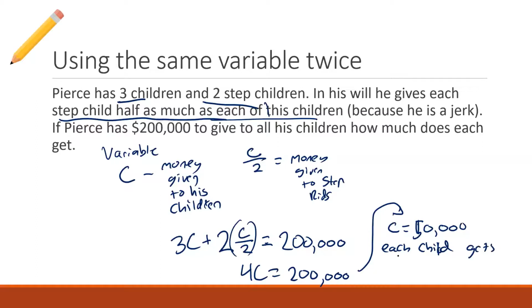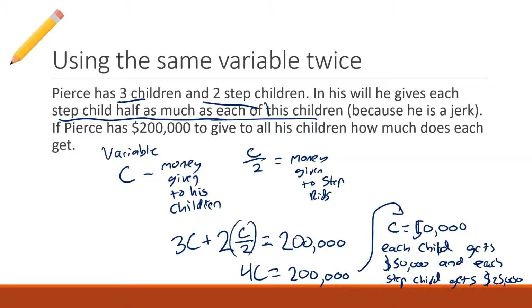So that means that each child gets 50,000, and each stepchild gets 25,000.